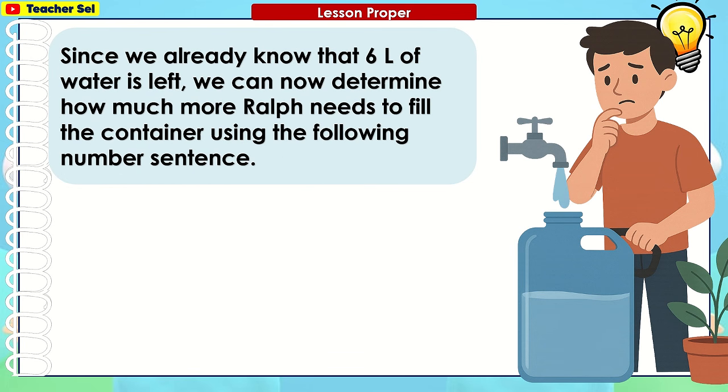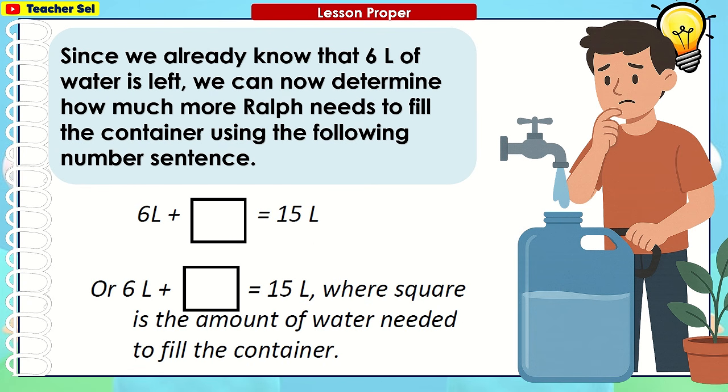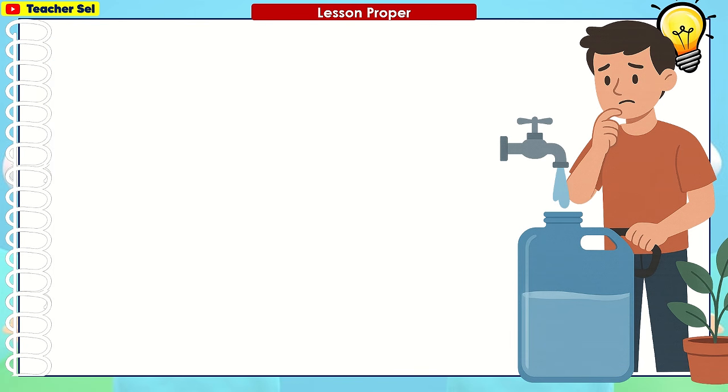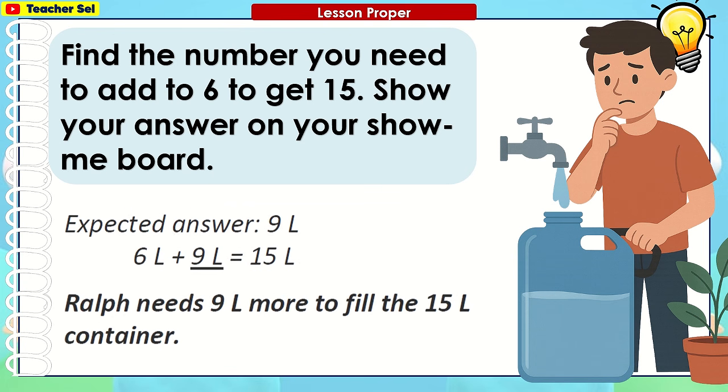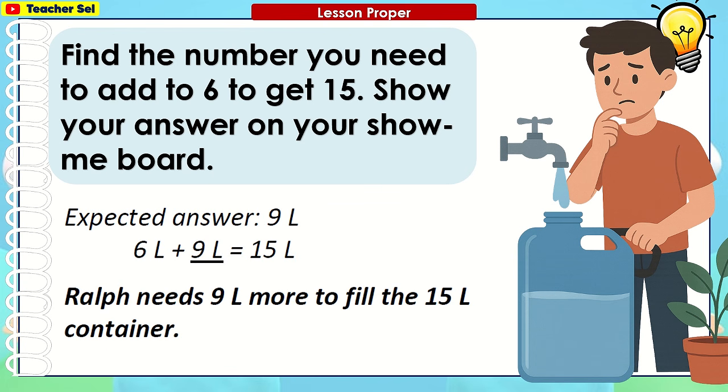Since we already know that 6 liters of water is left, we can now determine how much more Ralph needs to fill the container using the following number sentence. Find the number you need to add to 6 to get 15. Ralph needs 9 liters more to fill the 15 liters container.